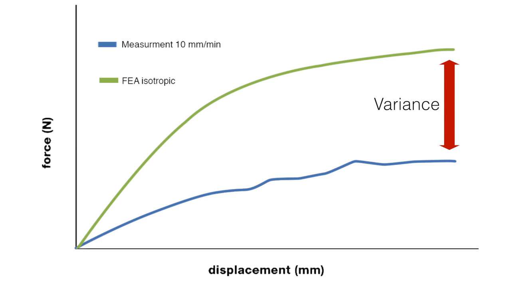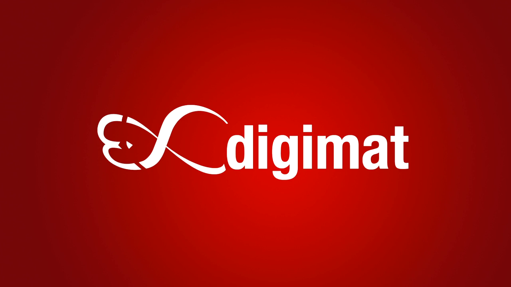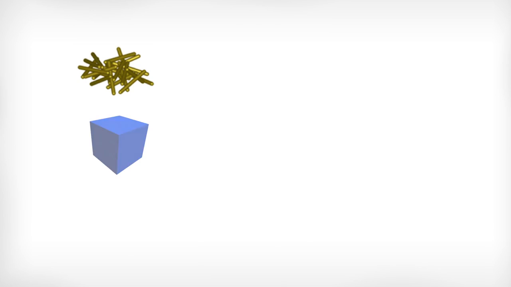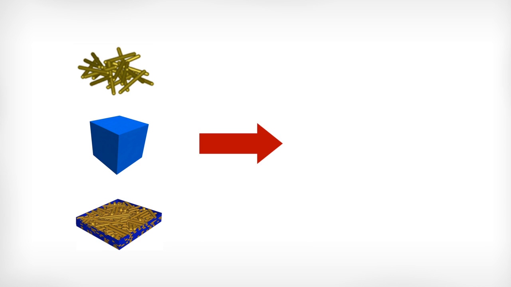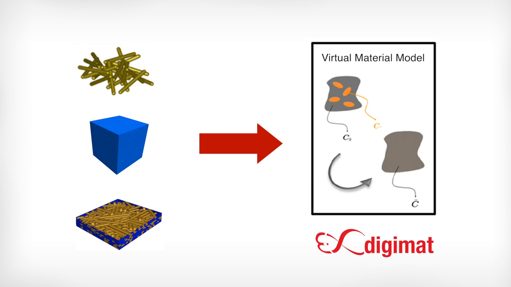Let's take a look at how MSC Software's Digimat produces a much more accurate prediction of composite behavior. Digimat is an advanced material modeling and simulation platform from MSC Software. Digimat takes into account the complex variables associated with composite materials and produces a virtual material model that FEA programs can utilize during the simulation process.